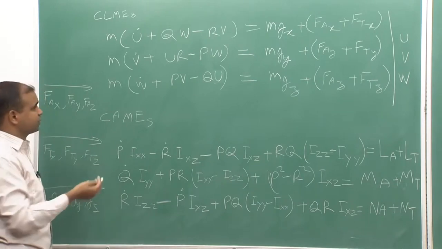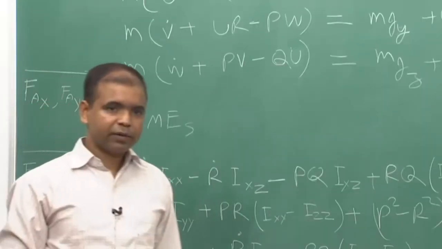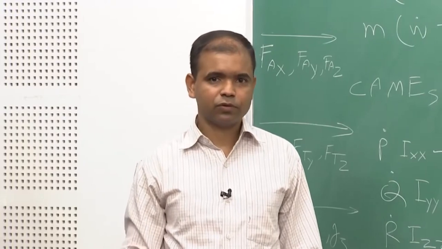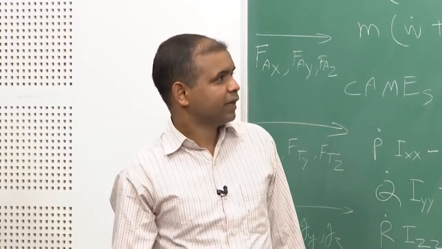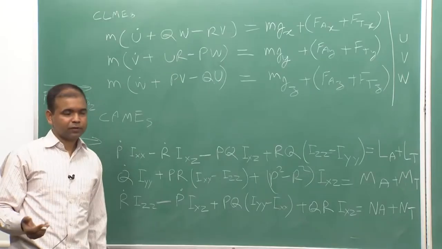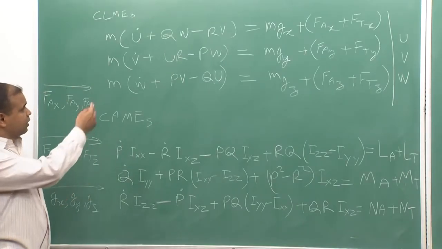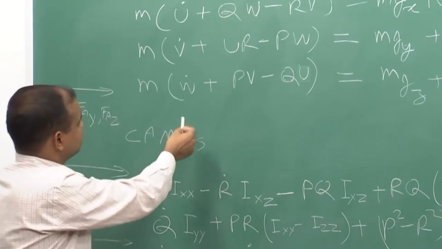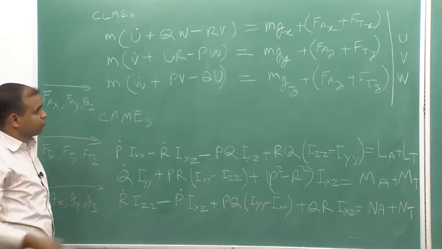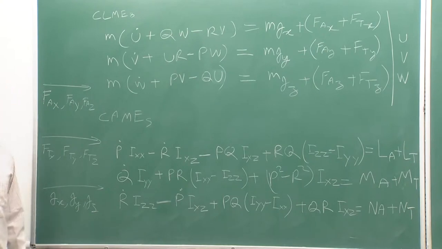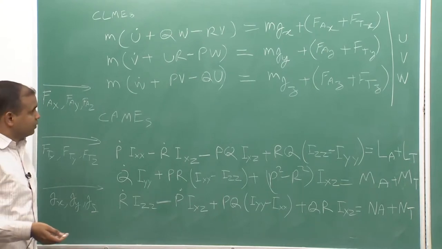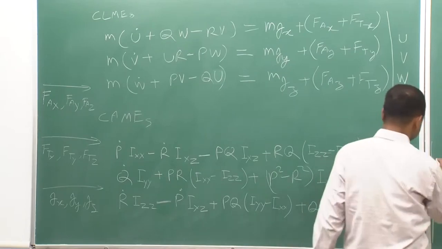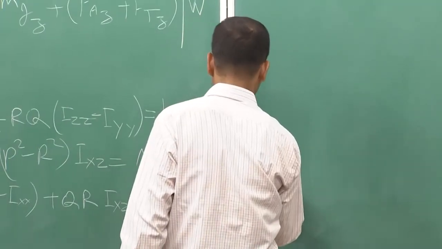You can solve this set of equations using any numerical method. There are a lot of tools. You can find some solver in MATLAB also, or I personally like to solve these kind of equations with the help of Runge-Kutta methods, because these equations are coupled. If you see, the u dot is here and u is utilized here, similarly with the w and v also, and this set of equations also. So, you can solve using any numerical method, and finally, you will get the u, v, w, and from here, solving this set of equations, you will get the p, q and r.